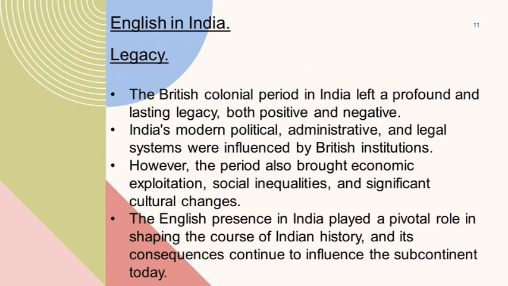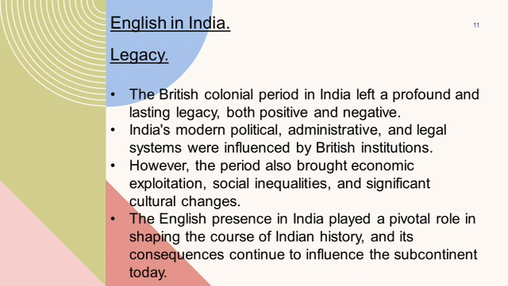Legacy. The British colonial period in India left a profound and lasting legacy, both positive and negative. India's modern political, administrative, and legal systems were influenced by British institutions. However, the period also brought economic exploitation, social inequalities, and significant cultural changes.